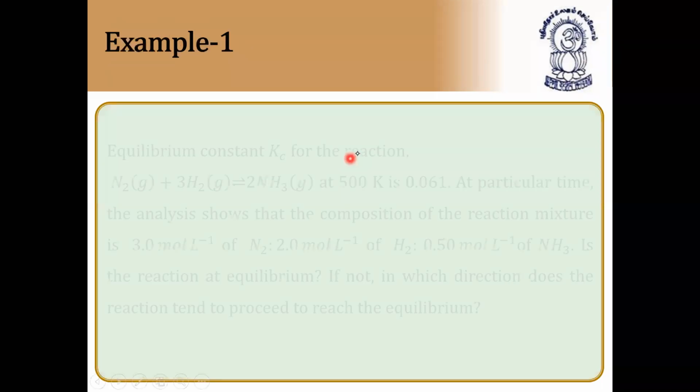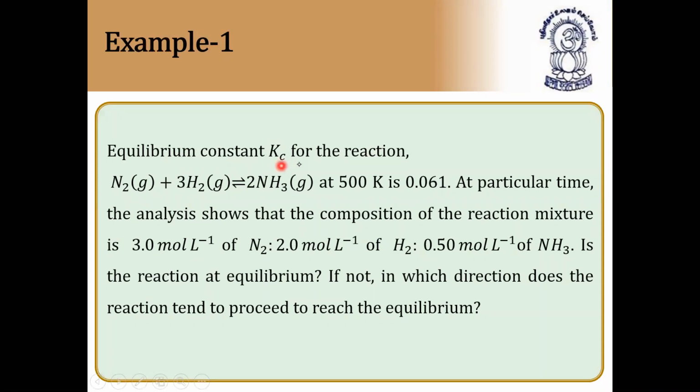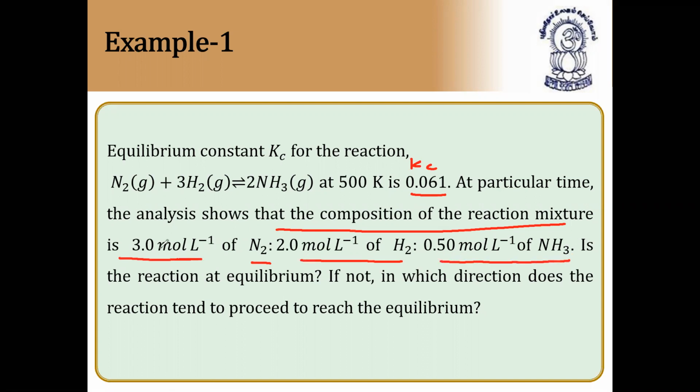Continuation, example 1. Now, the equilibrium constant Kc for the reaction nitrogen plus hydrogen gives ammonia at 500 Kelvin is 0.061. So here they have given the Kc value, the equilibrium constant. At a particular time, the analysis shows that the composition of the reaction mixture is 3 moles per liter of nitrogen, 2 moles per liter of hydrogen, and 0.5 moles per liter of ammonia. So they have given the concentrations of nitrogen, ammonia, as well as hydrogen. Is the reaction at equilibrium or not? If not, in which direction does the reaction tend to proceed to reach equilibrium?